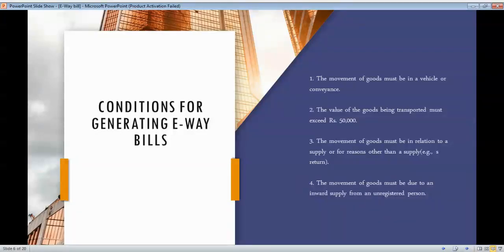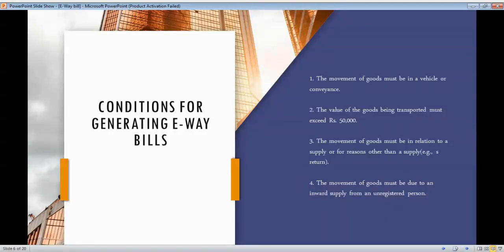Conversely, if the retailer sends the consignment to another store within Delhi, an e-way bill is required for intrastate movement only if the consignment value exceeds the threshold, that is, more than 50,000.